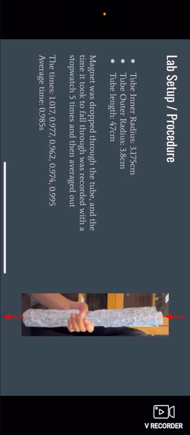So the lab setup and procedure: the inner radius of the tube was 3.175 centimeters, the outer radius was 3.8, the tube length was 47, and we just dropped the magnet down that tube as indicated by the arrows, and we recorded on the stopwatch 5 times the time that it went in and the time that it came out, and the 5 recorded times are below, and our average time was 0.985 seconds.